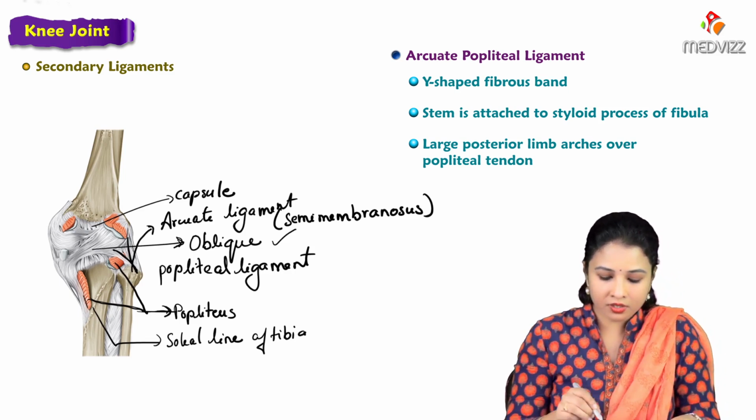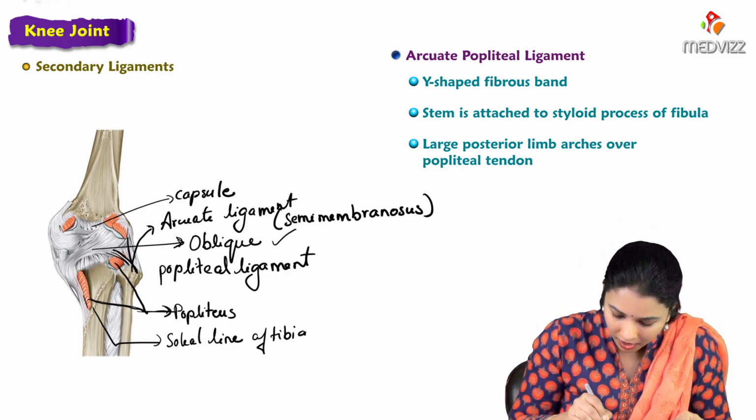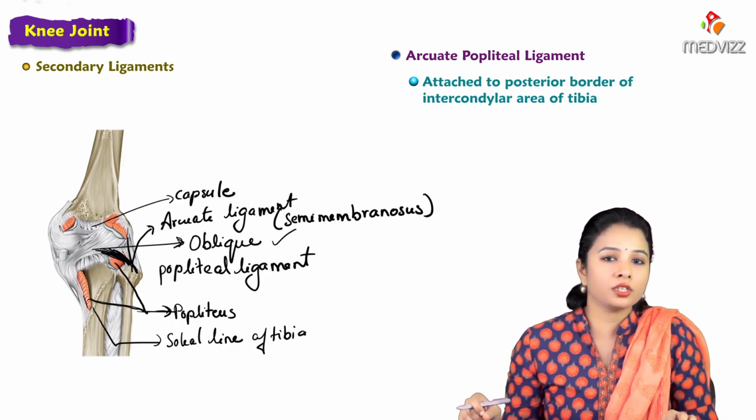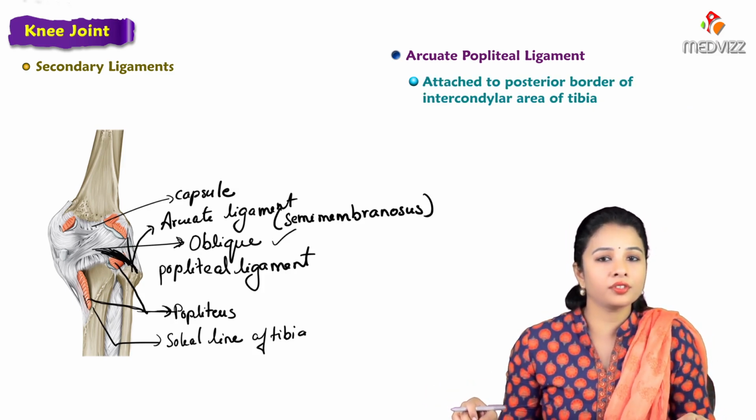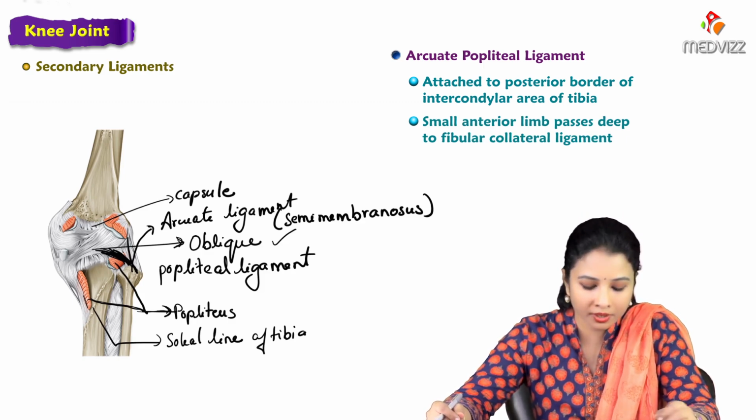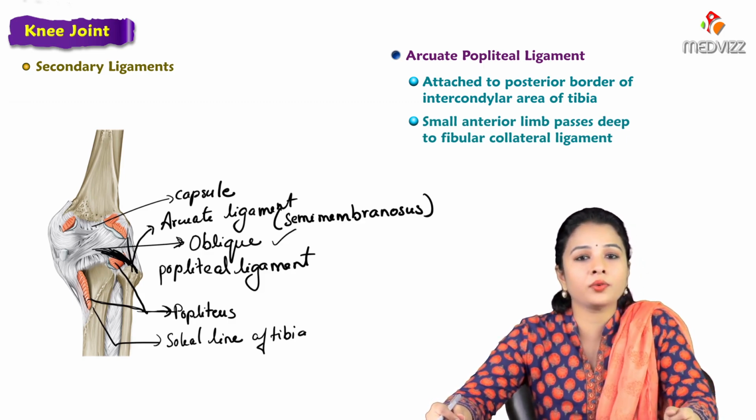So it is the tendon. We can see this part arches over the tendon of popliteus. That is the posterior band of the arcuate ligament, and it is attached to the posterior border of the intercondylar area of the tibia. The small anterior limb is often deficient and passes to the fibular collateral ligament. So that is about the arcuate ligament.